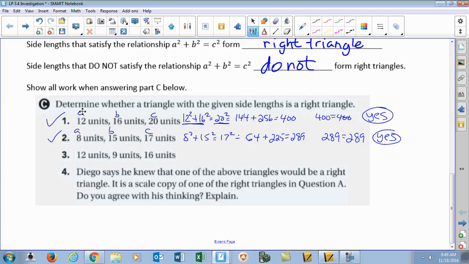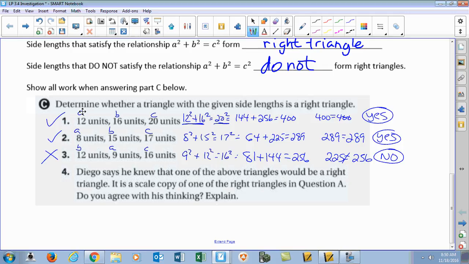All right, threes. What's our shortest length? 9. Oh, they changed the order on you. Okay, what's our B? And then our C is 16, right? So 9 squared plus 12 squared equals 16 squared. And 16 squared was what again? 256. All right, 3s. So if I add 81 to 144, what did you get? We get 225. Does 225 equal 256? No, so what do we know, threes? It's not a right triangle. Those are not sides of a right triangle. So that's a no.